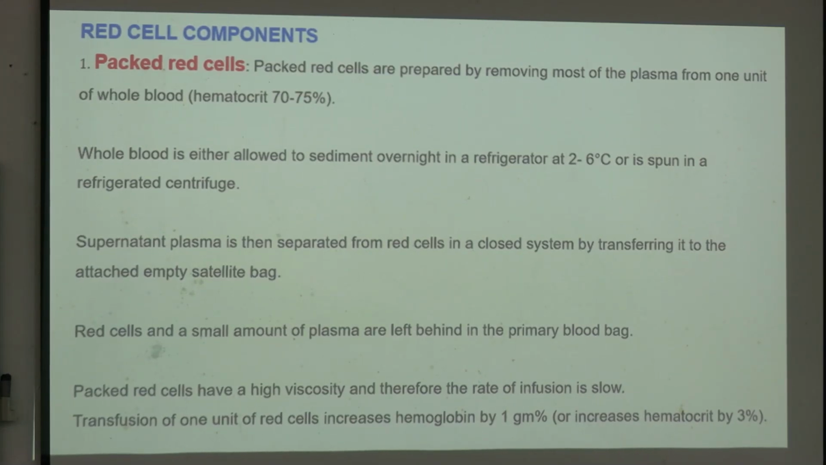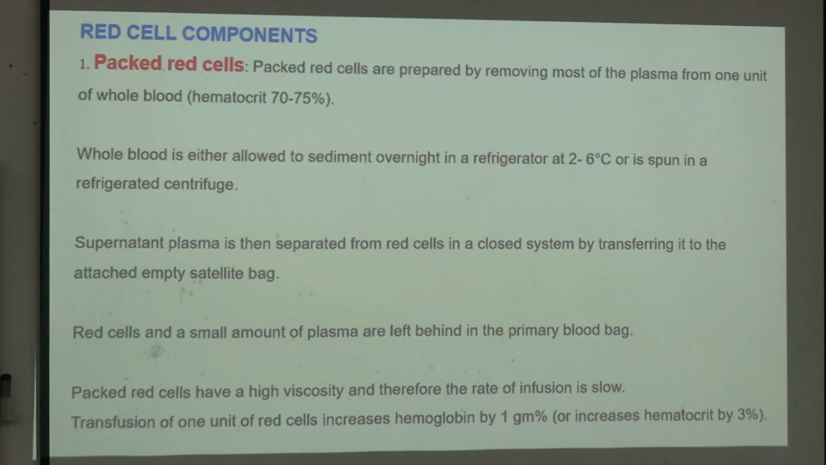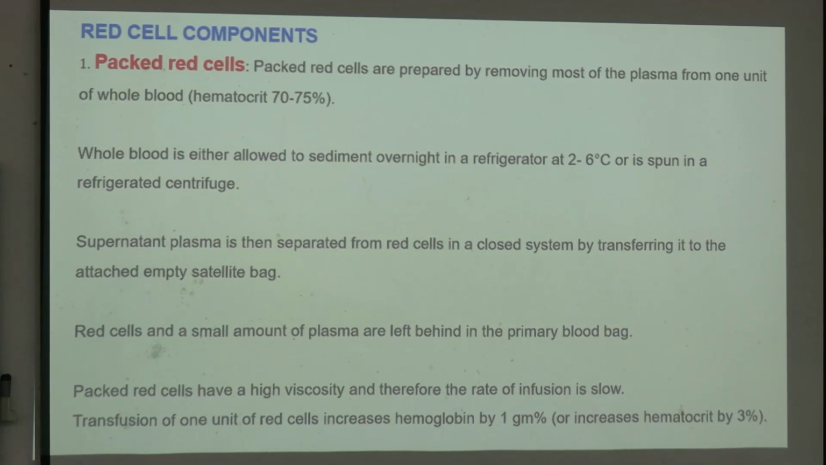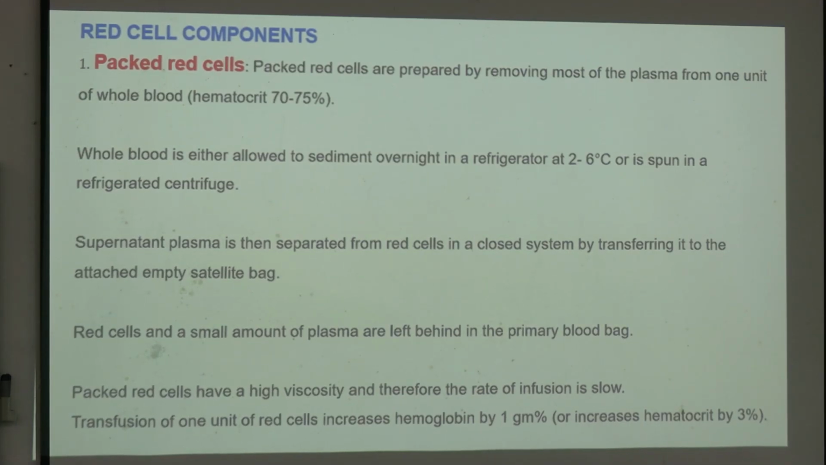The first one is the packed red cells. The packed red cells are prepared by removing most of the plasma from 1 unit of whole blood. So whole blood is either allowed to sediment overnight in a refrigerator at 2 to 6 degrees centigrade, or it is spun in a refrigerated centrifuge.